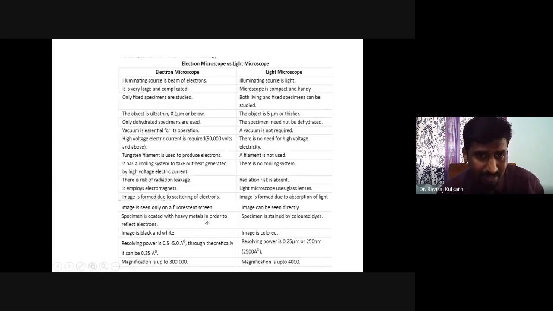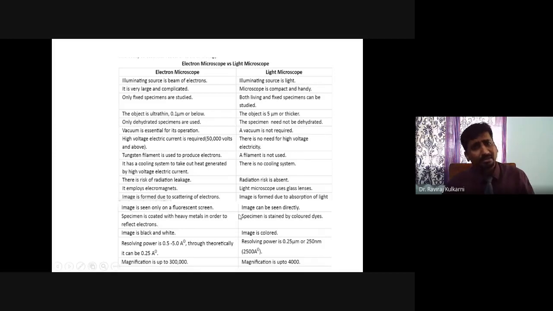The specimen is coated with heavy metal in order to reflect electrons, so that the specimen is conducting. You have to make it conducting in case of electron microscope. Otherwise, if it is not conducting, the electrons will not be scattered. So for that, you coat some metal on the surface. You spray some metals on the surface of the specimen. Nanoparticles also you put some metals, so that you can visualize it with the electron microscope.